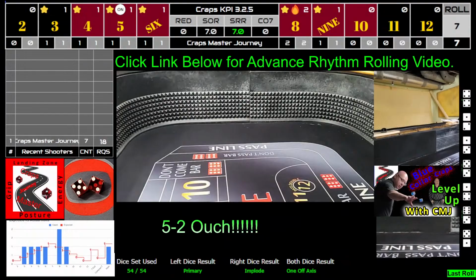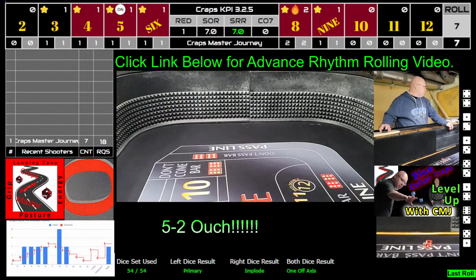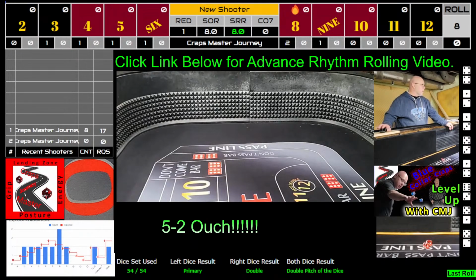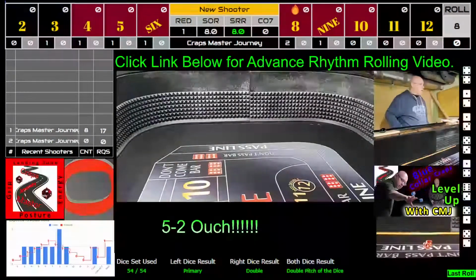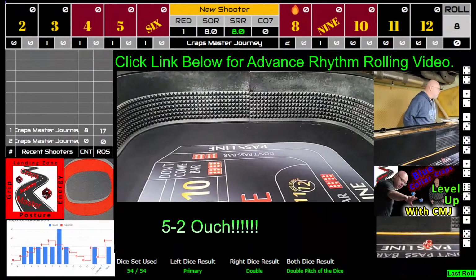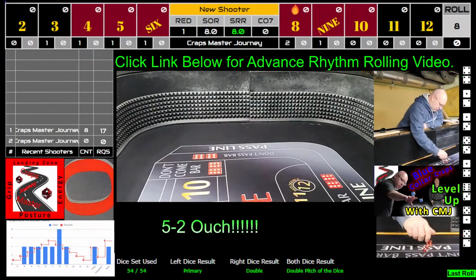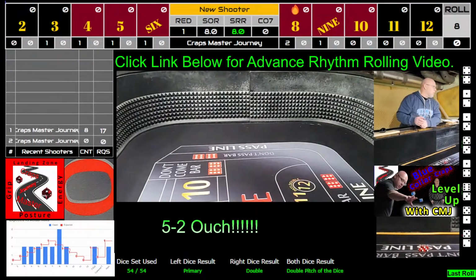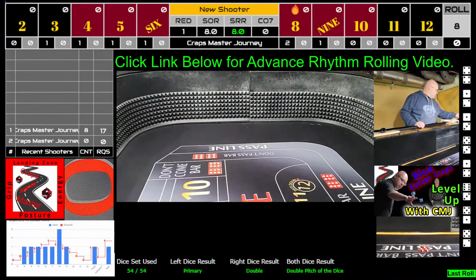Not a good throw, but it is what it is. Okay, so that was an 8 roller for the first shooter. We actually profited $186 on that. So we actually would have lost money if we didn't get that one come out ace deuce, or that one ace deuce on the DC. So okay, it is what it is.